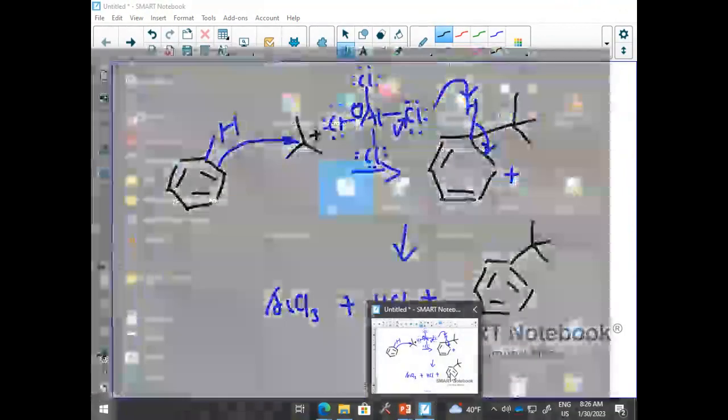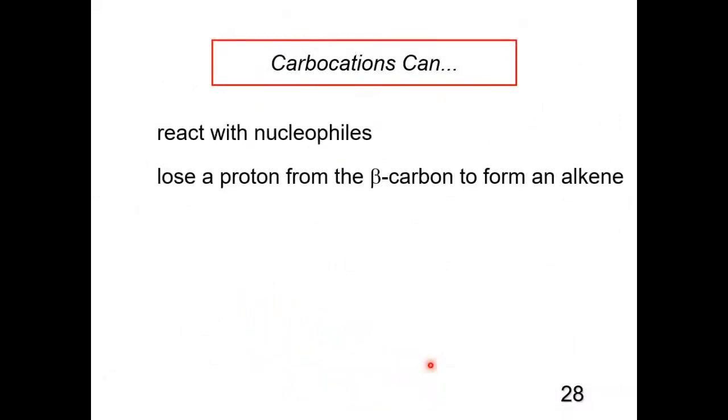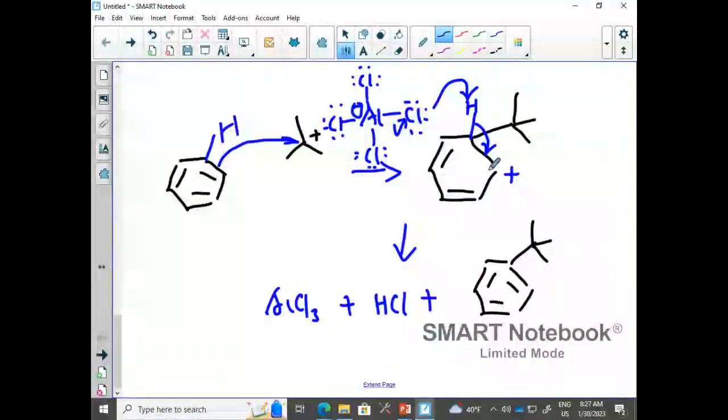Carbocations can also lose a proton from the beta carbon to form an alkene. That's the elimination reaction, which is the type of reaction we have seen here in the elimination step. This is also a carbocation, right? But this carbocation can lose a beta proton and become an alkene. Here we restore the aromaticity, but if you look at it locally, this part is an elimination reaction because it loses a beta proton, forming an alkene locally.